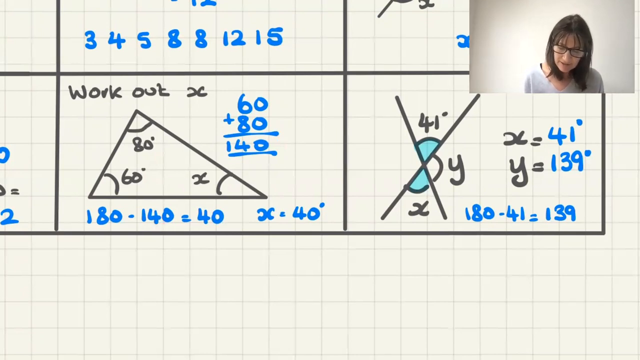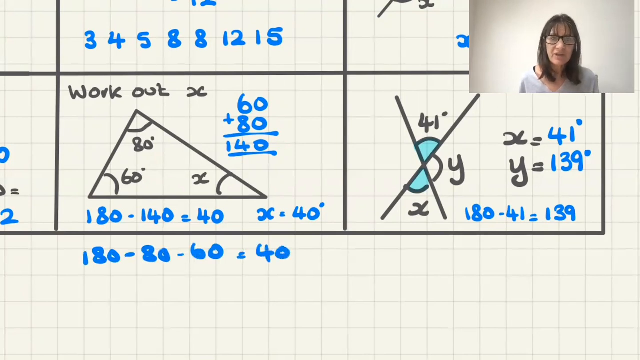When we were doing the lesson on this, I did 180, take 80, take 60, and I would have written it like that. I'm just trying to show you that it doesn't matter, and you need to do it in the way that's comfortable to you. If you want to do it like that, you will. If you want to add first and then take the total off, you will.